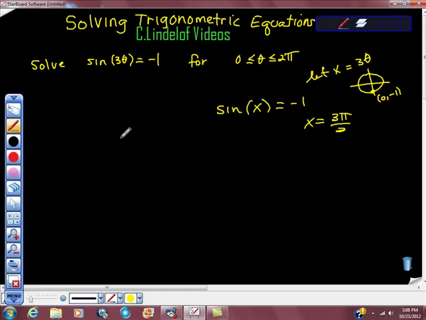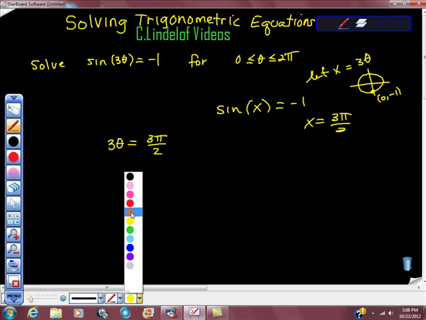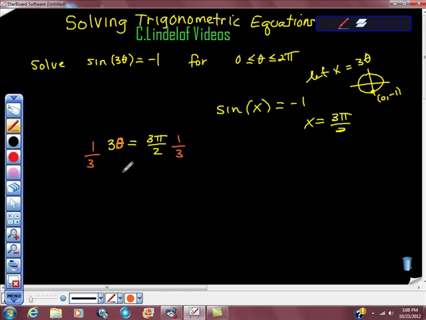From here, though, we have to go back and say, well, we don't actually have x is equal to 3 pi halves. We have 3 theta is equal to 3 pi halves. And what I really am interested in is what's that theta value? And that theta value is being multiplied by 3. So what I'm going to do is divide both sides or multiply both sides by 1/3. And we find out that theta is equal to pi halves.